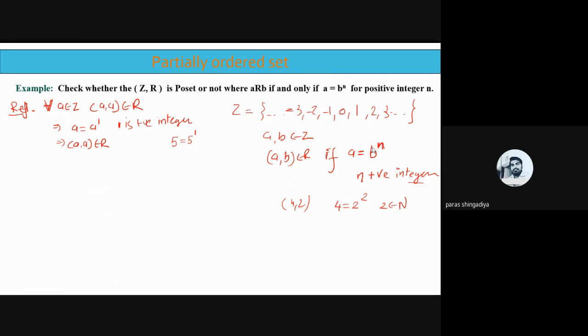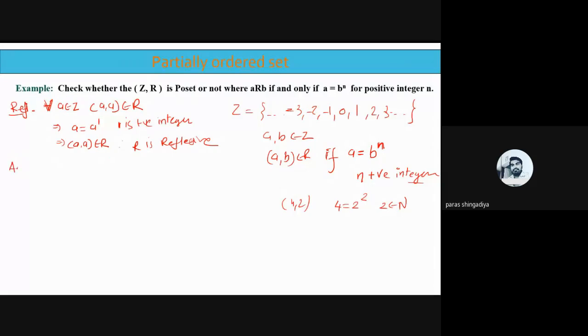9 is equal to 9 raised to 1. 10 is equal to 10 raised to 1. So for all such numbers from Z, the reflexive condition is always satisfied. Therefore R is reflexive. The first condition is satisfied.